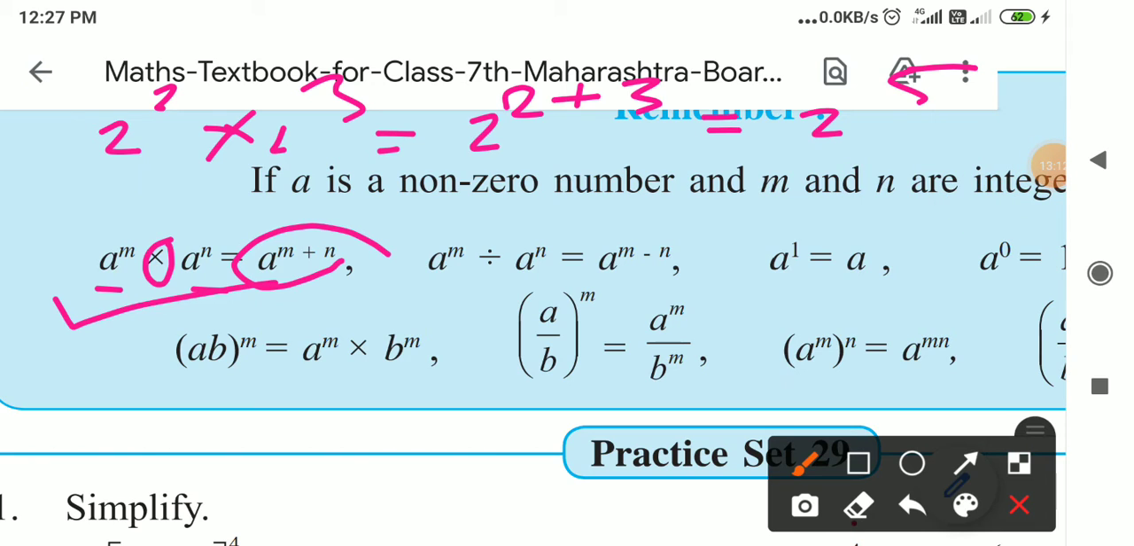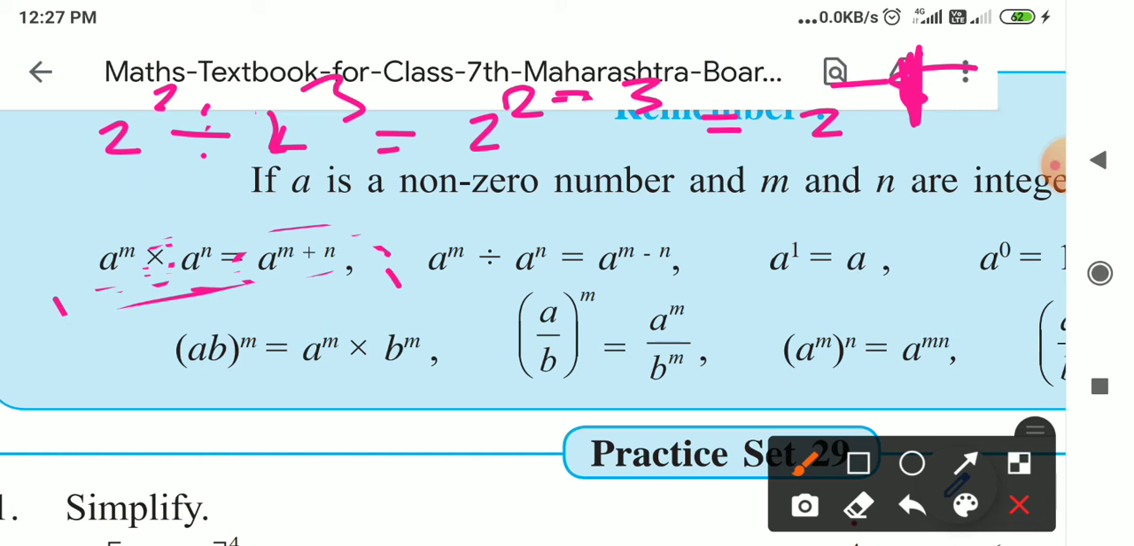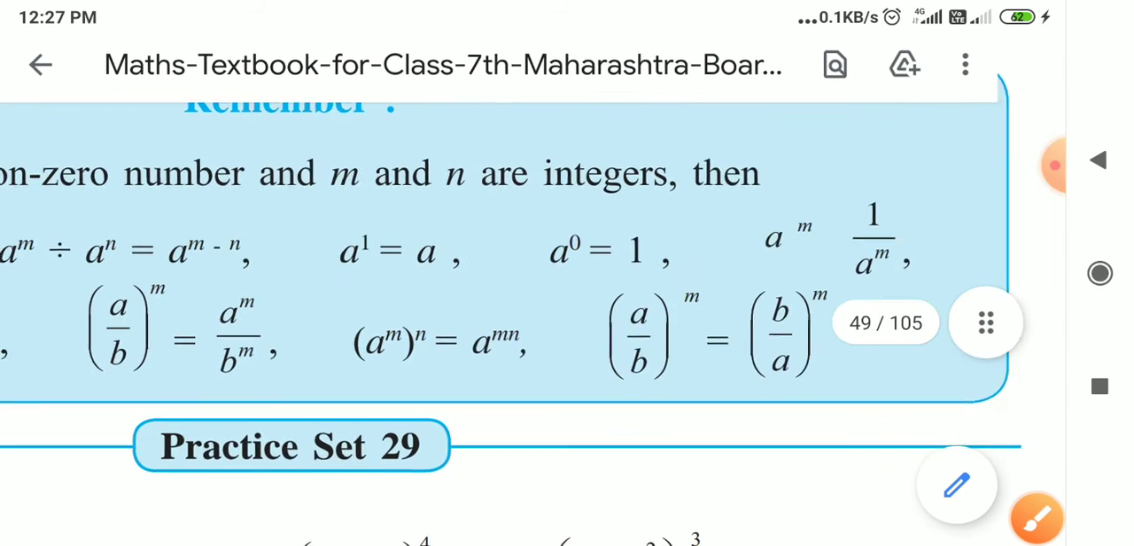Understand? Instead of multiplication, if there is a division, see here, it is actually very easy. If it is division here, then which change takes place? Here the sign is negative, and 2 minus 3 is equal to minus 1: bigger number minus smaller number, and then the bigger number's sign. So this is the second rule. If division is there, for indices we do the subtraction.